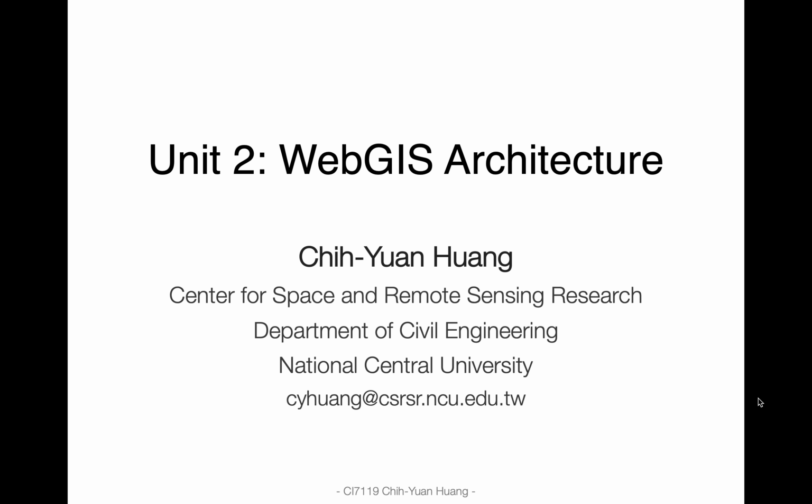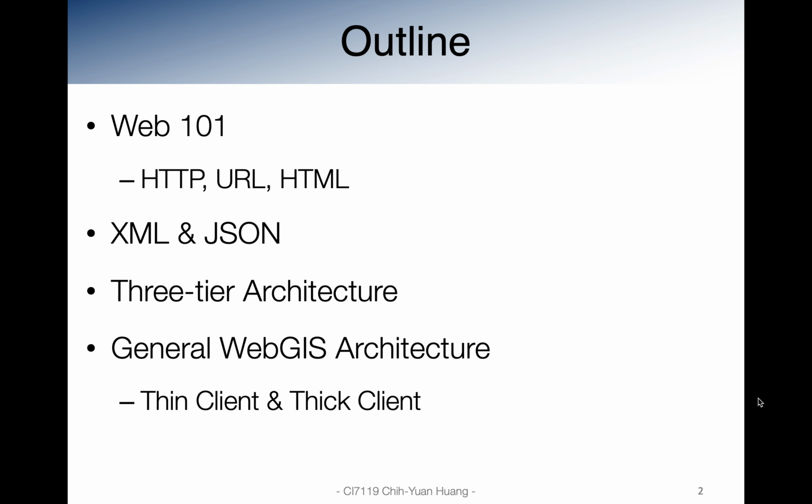Hello everyone, welcome to Unit 2, the WebGIS architecture. In this unit, we are going to talk about Web 101 first, which means the basics of the web, and mainly we are going to introduce HTTP, URL, and HTML. And later on, we are going to talk about XML and JSON.